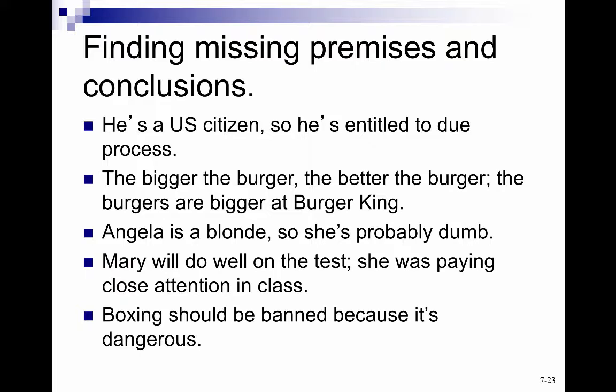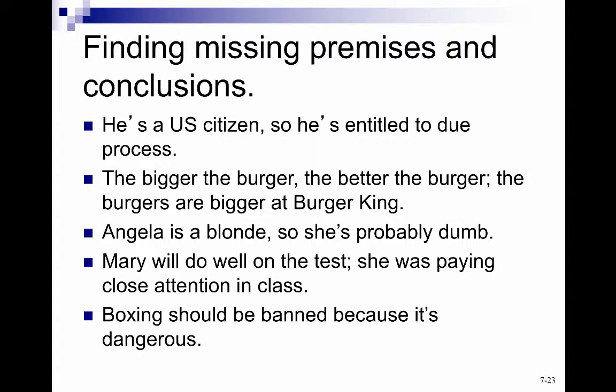Let's try this with a couple of examples. He's a U.S. citizen, so he's entitled to due process. The conclusion is he's entitled to due process, and he's a U.S. citizen is the premise. But is he's a U.S. citizen enough for us to assume that he's entitled to due process? No, there's something missing. All U.S. citizens are entitled to due process. Now the argument's complete, so it would be, he's a U.S. citizen. All U.S. citizens are entitled to due process, so he's entitled to due process.